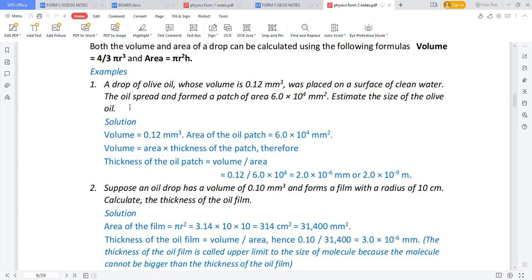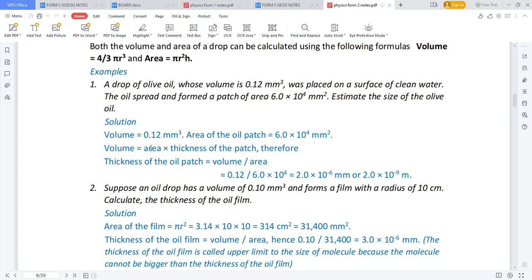For example, a drop of olive oil whose volume is 0.12 cubic millimeters was placed on the surface of clean water. The oil spreads and forms a patch of area 6.0 times 10 raised to 4 square millimeters. Estimate the size of the olive oil molecule. So you say the volume of the drop is equal to the volume of the patch.